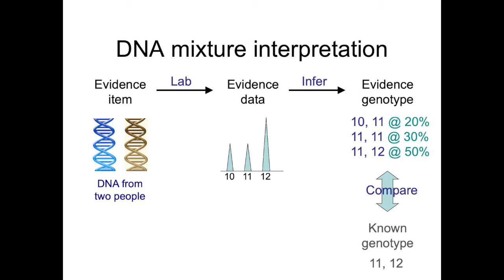But the lab does exactly what it does on any sample, whether there's one person in there or 10 people in there. They'll extract, amplify, and separate the DNA and detect it. And now in the center, you see the evidence data. You see these 3 peaks. But there are 3 peaks. So it looks like there's 3 alleles.